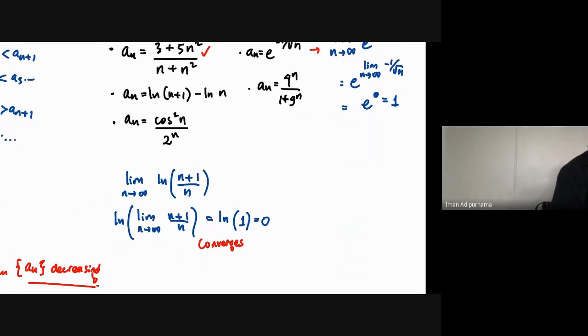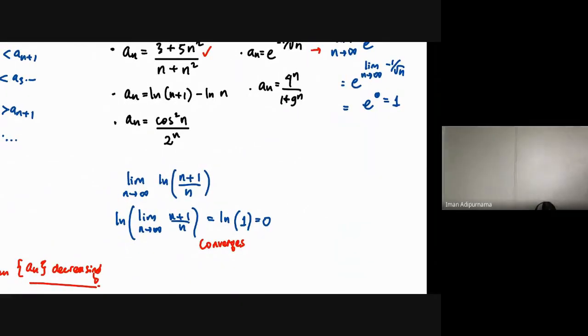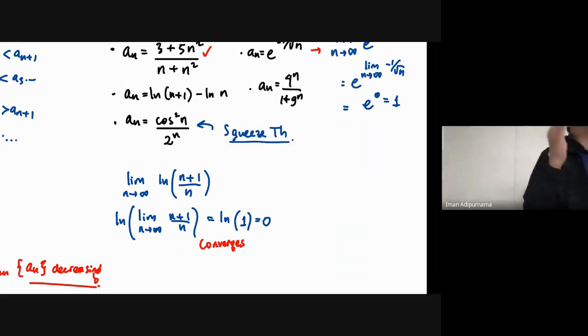Okay, back to here. After we finish this cosine, I will go to 11.2 a little bit, and we will finish early. Remember that we still have the squeeze theorem, and we can use the squeeze theorem to solve this.